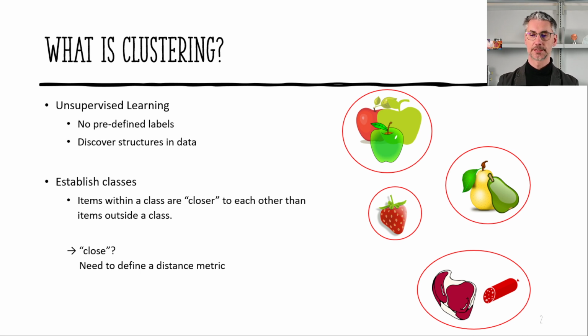We want to establish classes, so we need to define that items within a class are closer to each other than items outside this class. However, what does close actually mean? That means we need to define a distance metric.